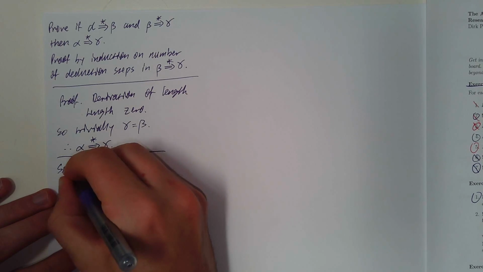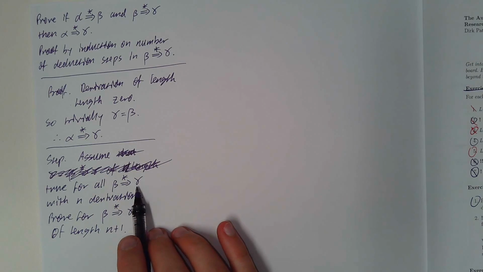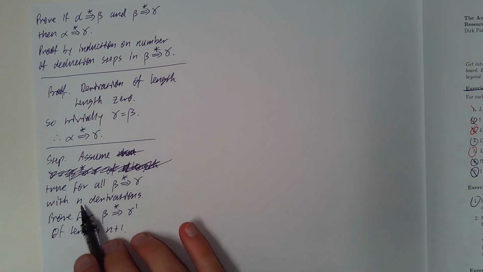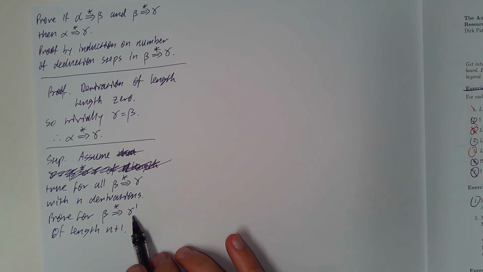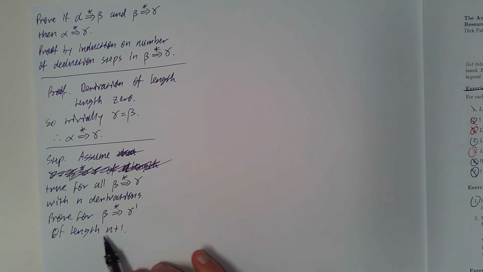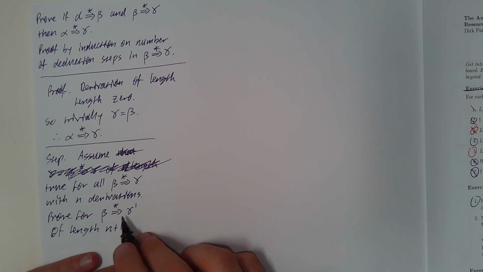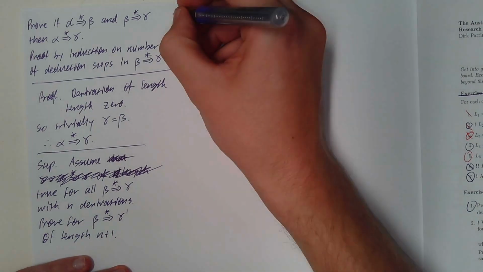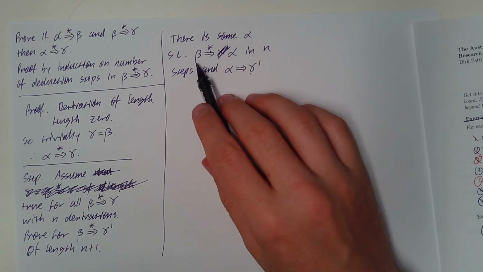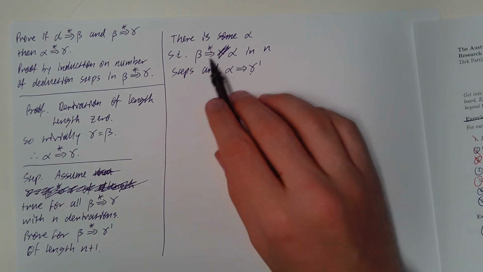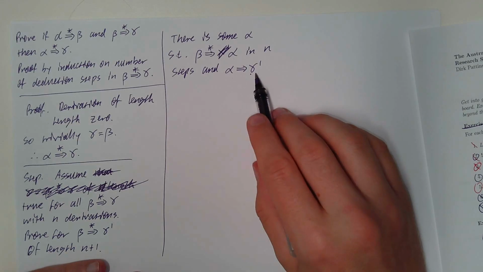So, the step case. We will assume that it's true for all strings gamma derived from beta with n derivations, and then we'll prove the statement for all strings gamma prime that are derived from beta with n plus 1 derivations. Okay, so if gamma prime has a derivation from beta of length n plus 1, well, what does that mean? It means that there is some string alpha such that alpha can be deduced from beta in n steps, and gamma prime can be deduced from alpha in exactly one derivation step.